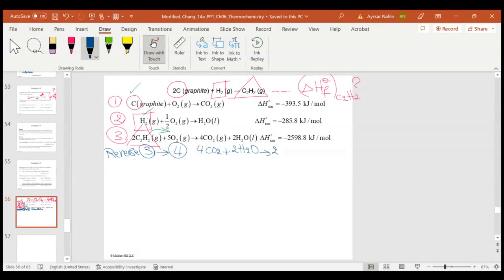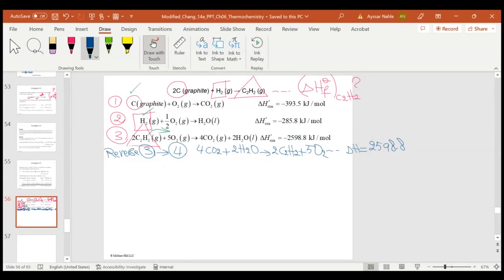And this will give me 2C2H2 plus 5O2, and the delta H will be equal to how much? Plus 2598.8 kilojoule. Finished. Now I have another equation. Look at the equation in here and the equation right there. How many CO2 am I having? I'm having 4 CO2. That's the only place I'm having CO2, right?